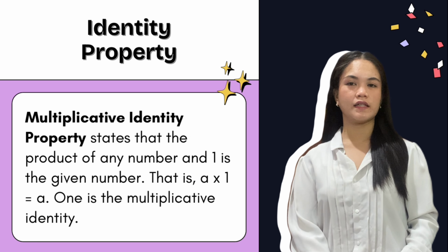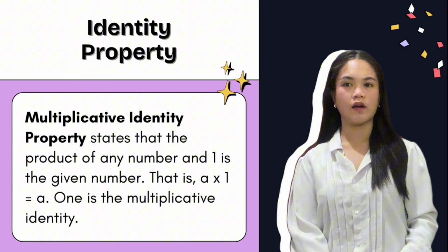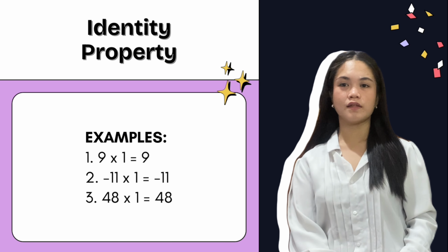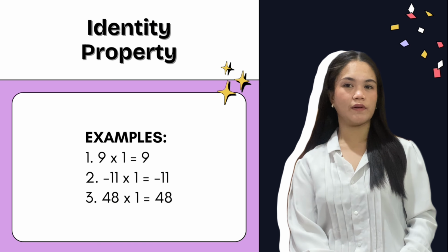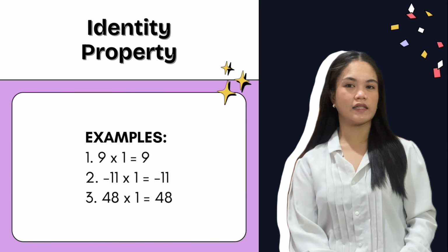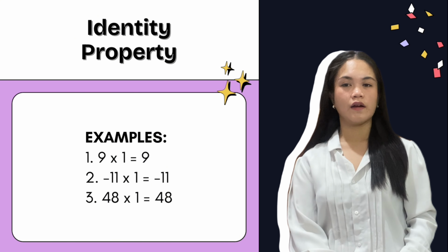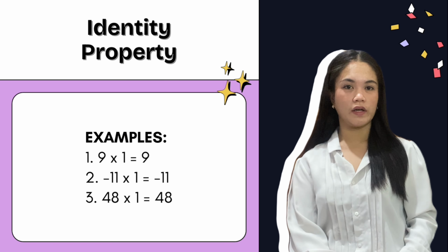Next is the multiplicative identity property. It states that the product of any number and 1 is the given number. That is, a times 1 is equal to a. 1 is the multiplicative identity. The examples are, number 1, 9 times 1 is equal to 9. Number 2, negative 11 times 1 is equal to negative 11. Number 3, 48 times 1 is equal to 48. Again, 1 is our multiplicative identity.